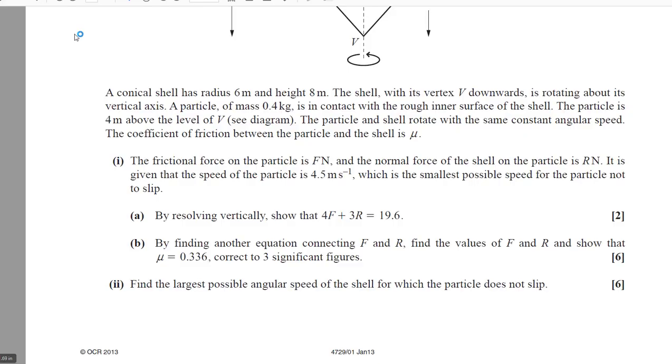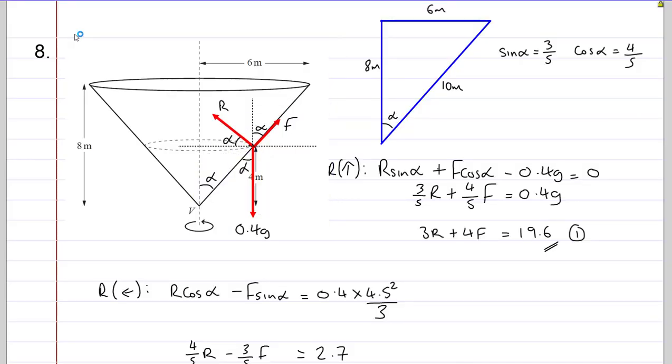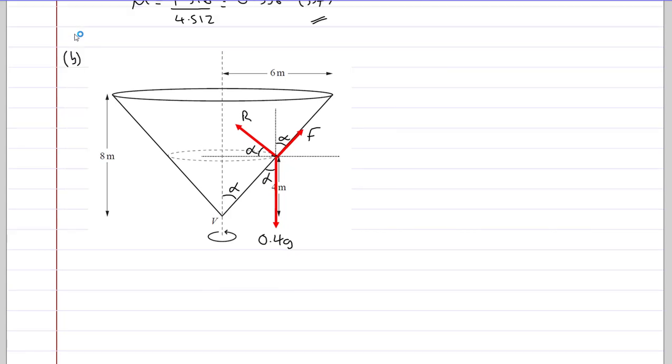In part 2, we need to find the largest possible angular speed of the shell for which the particle does not slip. So remember, in our original diagram up here, we were thinking about when it was at the smallest possible speed without it slipping. And that meant this frictional force here was acting upwards to stop the particle going down. In the new situation, the friction is acting downwards to prevent the particle from going upwards. That's the only real change we've got to the situation. So because F is parallel to this surface, the value of R and things like that will be unchanged. So we have some very similar equations to what we had before.